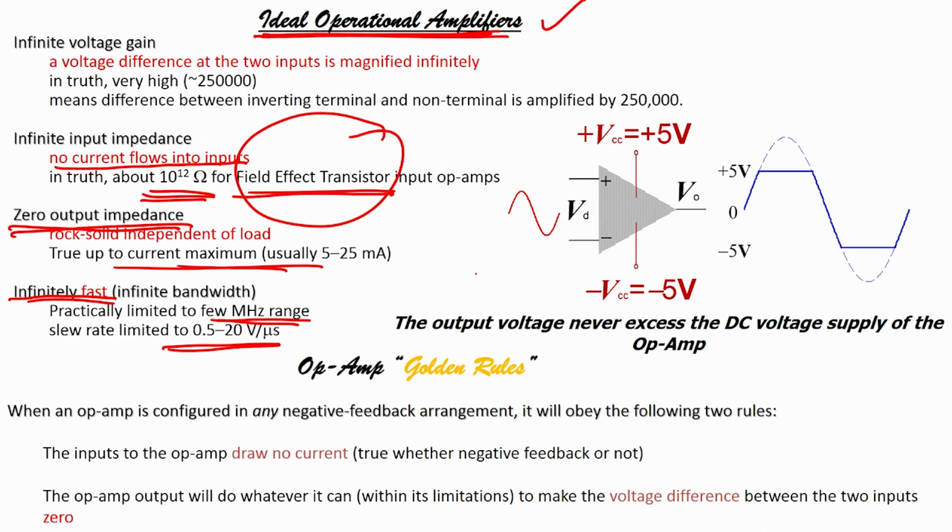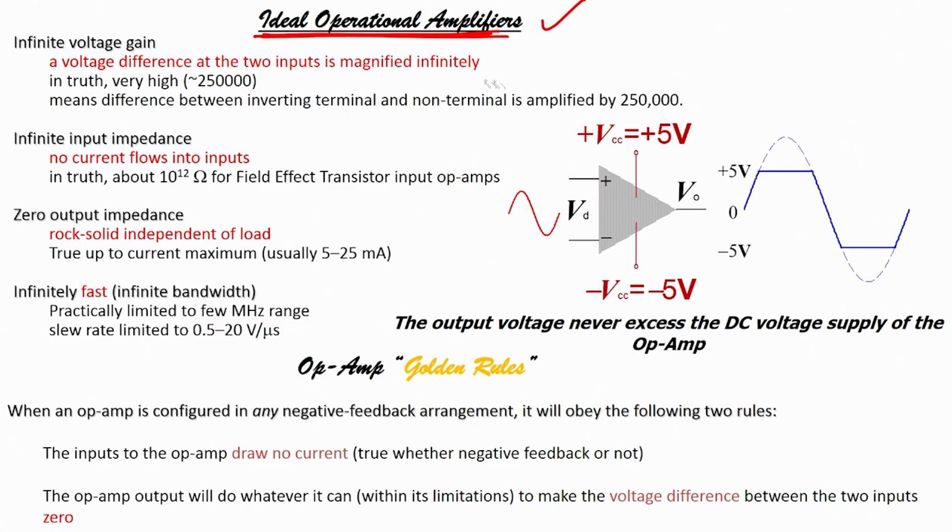So, the point is that we have a slew rate which is 0.5 to 20 volts per microsecond. We have a limited few megahertz range, that is your bandwidth. However, an ideal operational amplifier is infinitely fast. So, what we understand from here is that we understood 4 main characteristics of an ideal operational amplifier: infinite voltage gain, infinite input impedance, 0 output impedance, infinitely fast, right.